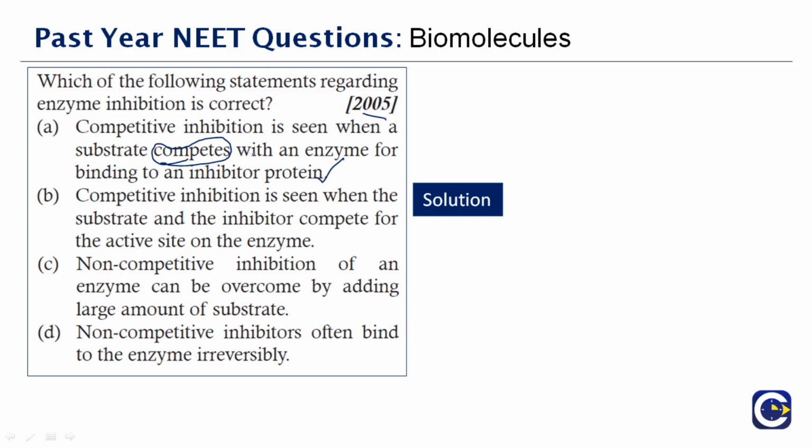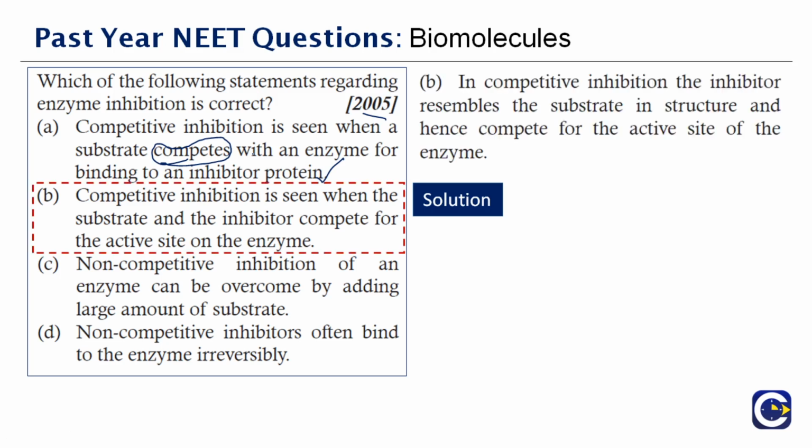Look at the next option. Competitive inhibition is seen when the substrate and the inhibitor compete for the active site of the enzyme. So what are they competing for? They are competing for the active site on the enzyme. What does compete mean? They actually fight for it. Therefore, the correct answer to this question is option B. In competitive inhibition, the inhibitor resembles the substrate in structure and hence competes for the active site of the enzyme. Okay, option B is the right answer.